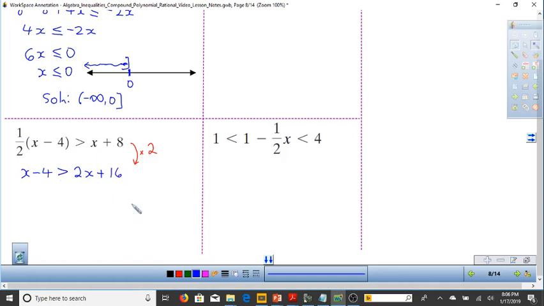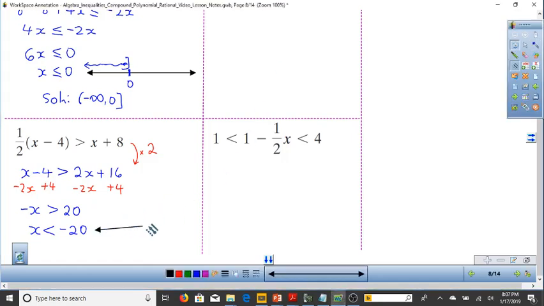Now let's get our x's together. I will subtract 2x from both sides, and at the same time I'll add 4 to both sides. When I do that, I get x minus 2x is negative x, and then the 4's are gone, and the 2x's are gone from the right side, and 16 plus 4 is positive 20. I want x by itself, so I divide by negative 1, and whenever I divide by a negative, the inequality reverses, and that gives me x is less than negative 20.